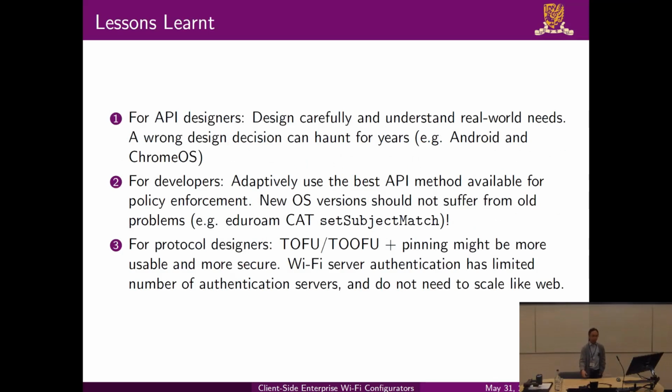So lessons learned. API designers should design carefully and understand real-world needs, because a wrong design can haunt for years. You can just look back at the Android and Chrome OS set subject match problem, where they use substring match. It still works for the latest version of Android. For developers, they should adaptively use the best API method available for policy enforcement, because again, new OS versions should not suffer from old problems. Again, just look back at the set subject match problem.